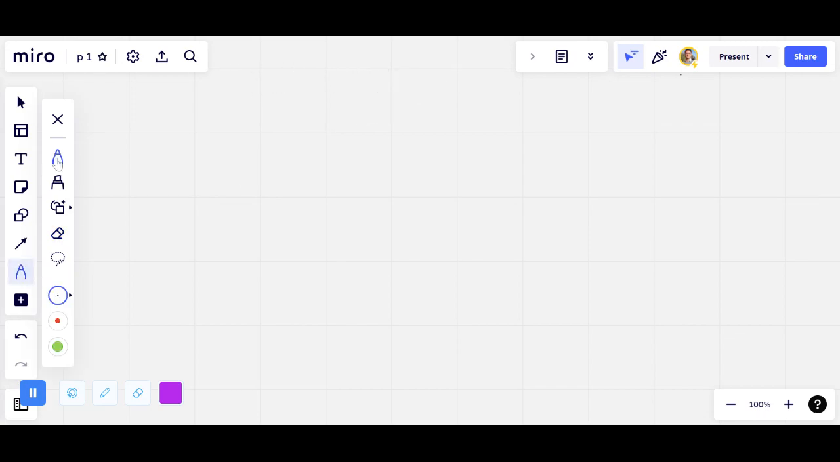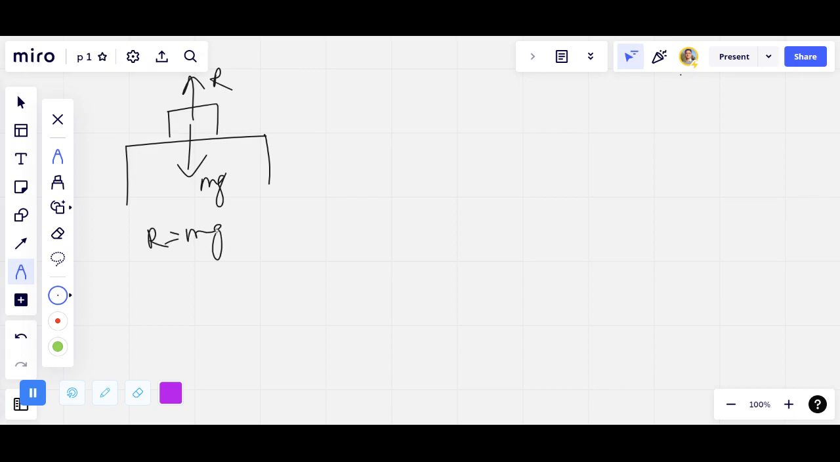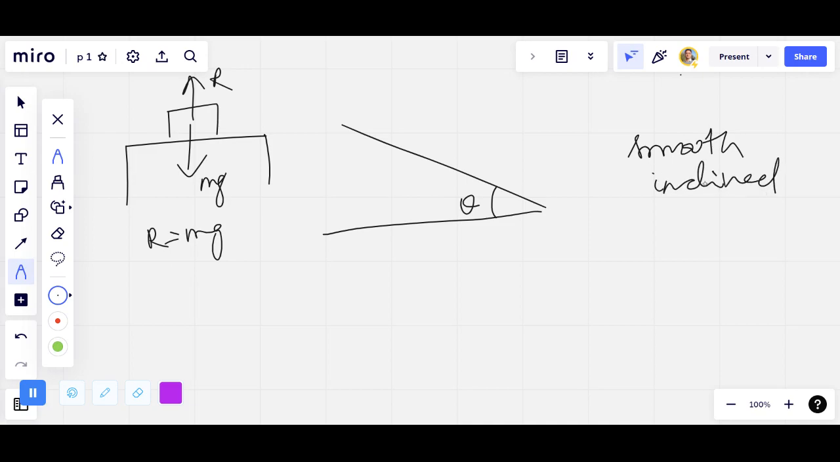Okay. Let me write again. This is the table. This is the book. So weight is vertically downward here. Normal reaction is perpendicular to the surface always. So R equal to mg here. Now suppose I am considering an inclined plane, but it is smooth. I am considering a smooth inclined plane because this is the topic that will lead to friction. So, a smooth inclined plane.